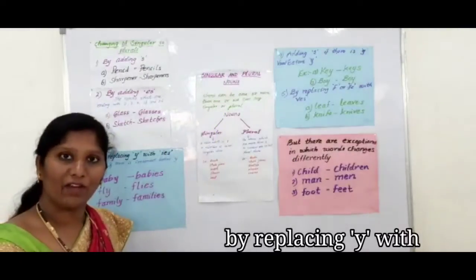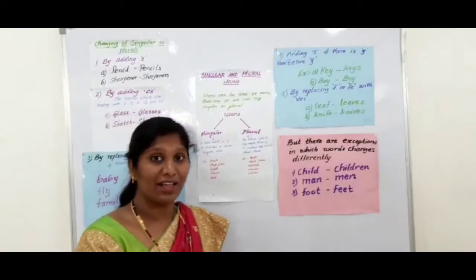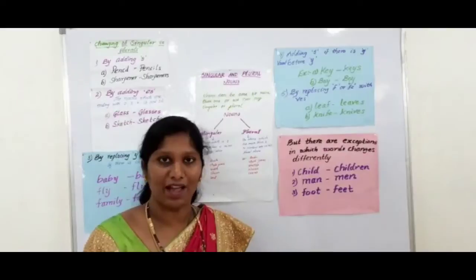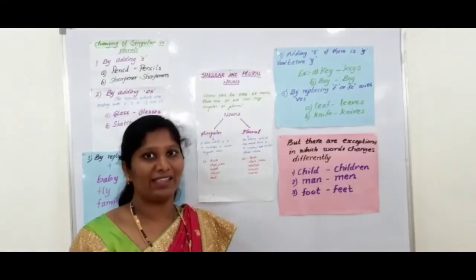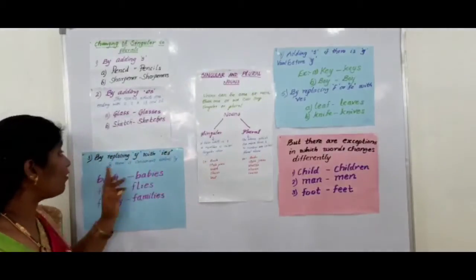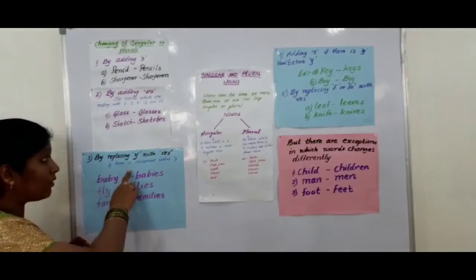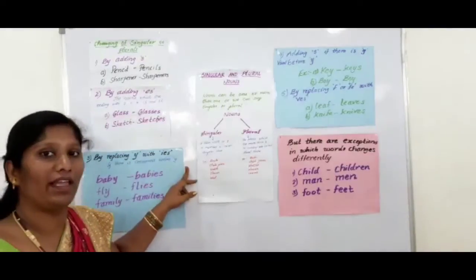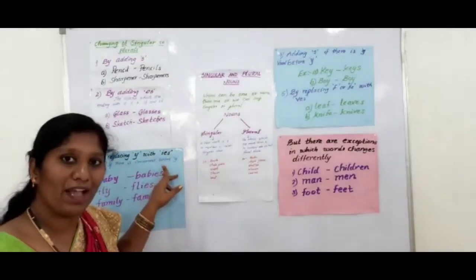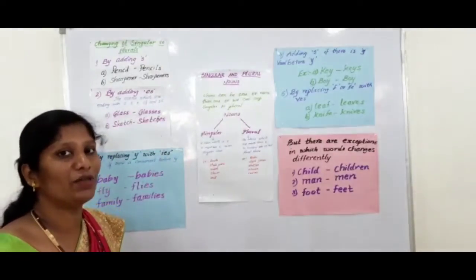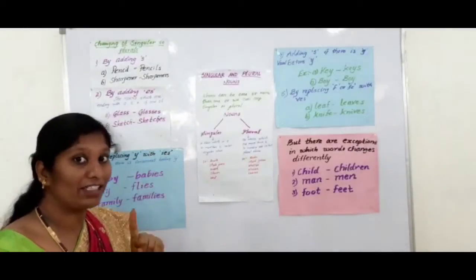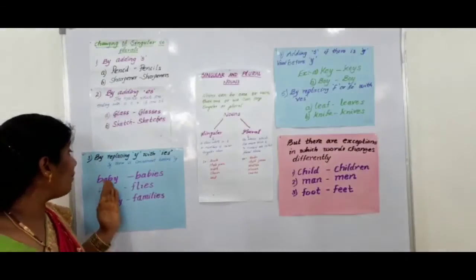And the third rule is by replacing Y with IES. Replacing means you have to remove the Y and add IES to the word. Okay. Let us look at some examples. See, and one more thing, children. By replacing Y with IES, you have to observe one more thing. Before Y, there should be a consonant. Then only you are going to add IES. Before Y, there should be a consonant, not a vowel. Okay. Baby.